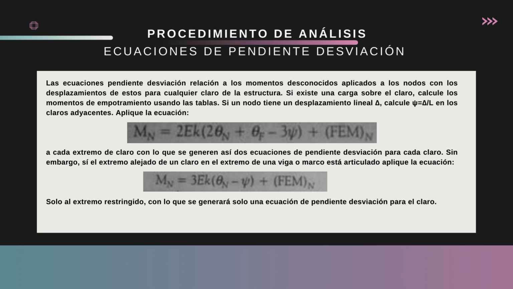Slope deflection equations. The slope deflection equations relate the unknown moments applied to the nodes to the displacements of the nodes for any span of the structure. If there is a load on the span, calculate the fixed-end moments using the tables. If a node has a linear displacement delta, calculate psi equals delta/L in adjacent spans. Apply the general equation to each span end, thus generating two slope deflection equations for each span. However, if the far end of a span at the end of a beam or frame is hinged, apply the modified equation to the near end only, thus generating only one slope deflection equation for the span.